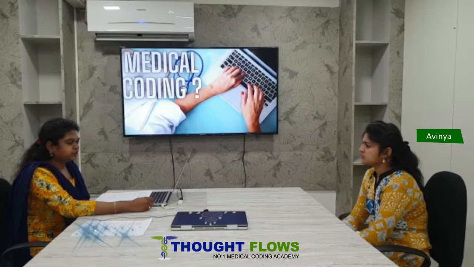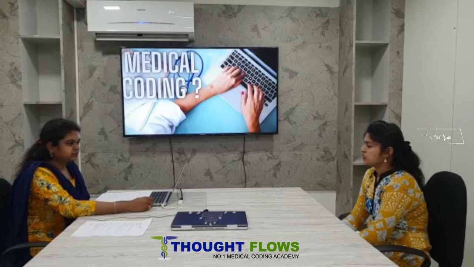What is medical coding? Medical coding is the transformation of healthcare diagnoses, procedures, services and supplies into universal medical alphanumeric codes. Okay. What are the books you are using for coding? Three books are used for coding. ICD-10 CM, that is International Classification of Diseases, 10th Revision, Clinical Modification. It is used for the diagnosis and the disease conditions.